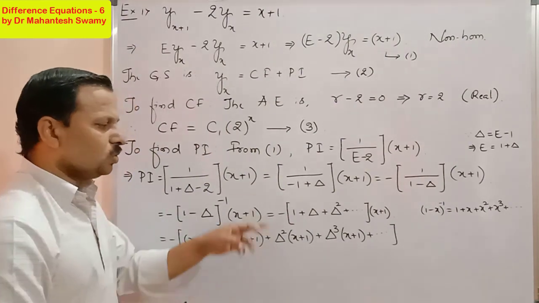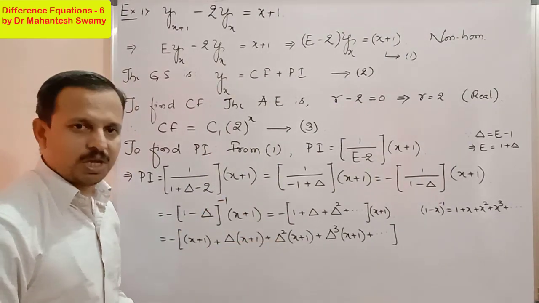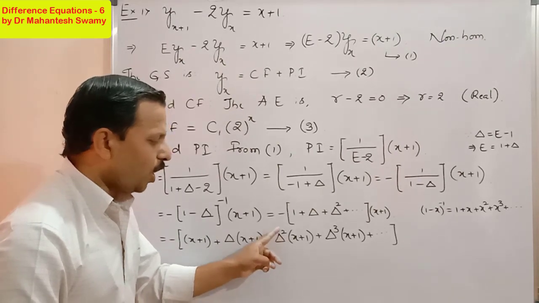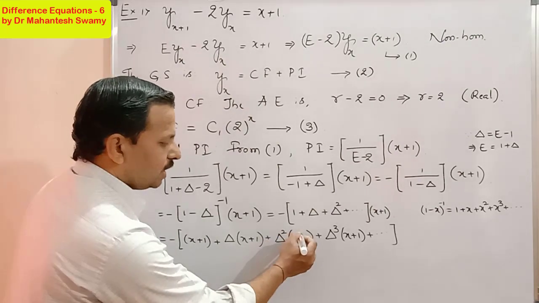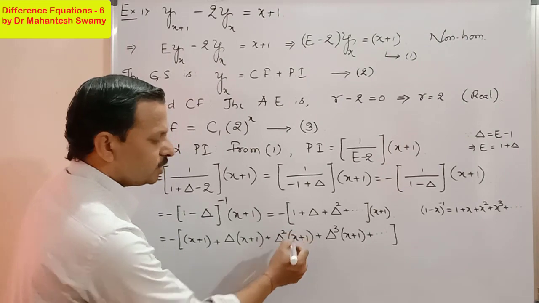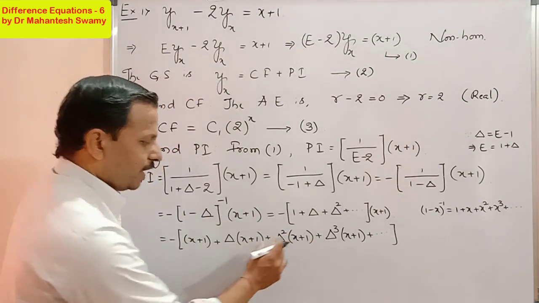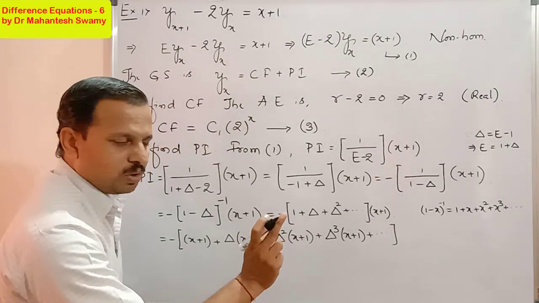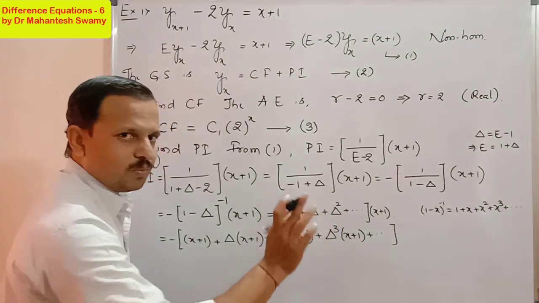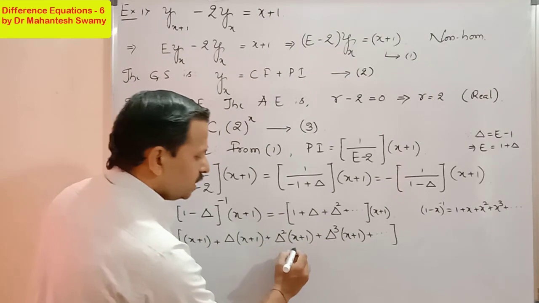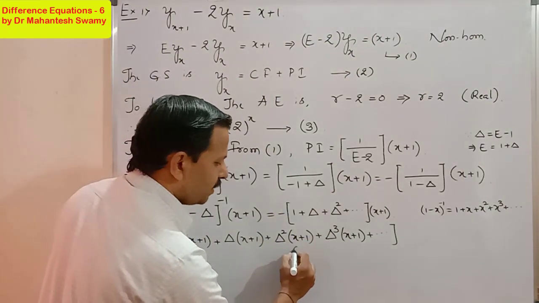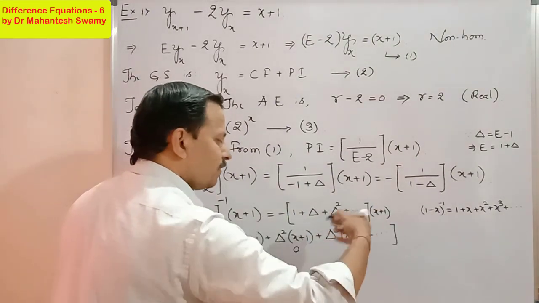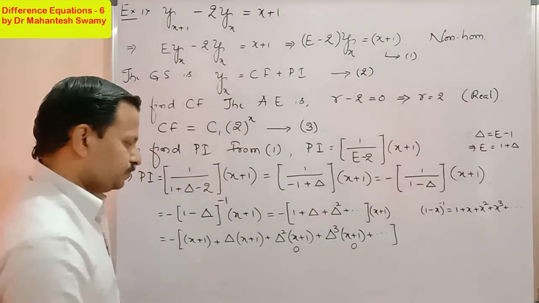So now we have to use one important thing over here, that differences of order greater than the degree of the polynomial function will all be zeros. So therefore delta square of x to the power 1 is 0, delta cube of x to the power 1 is 0. Therefore this term is becoming 0, this term is also becoming 0, and all other terms after that will be becoming 0.